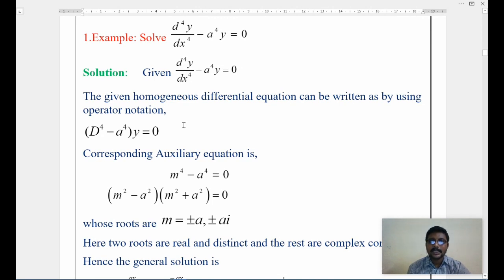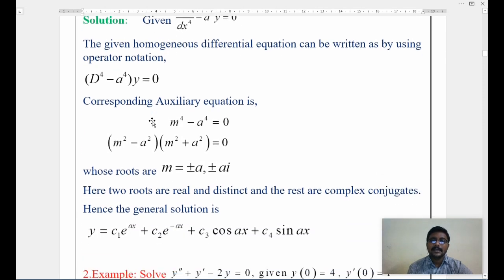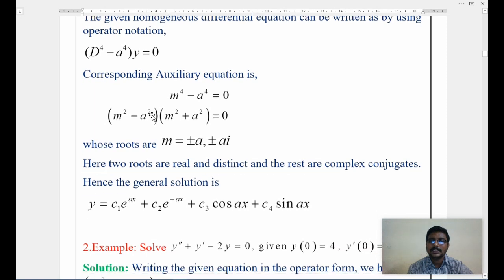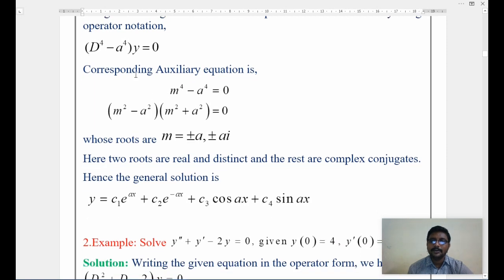D stands for d by dx, and D power 4 means d power 4 y by dx power 4. So replacing, we get D power 4 minus a power 4 of y equal to 0. It is the operator form of the given general differential equation of fourth order. Now we write the corresponding auxiliary equation. The auxiliary equation is obtained just by replacing D equal to m. Thus we have m power 4 minus a power 4 equal to 0.